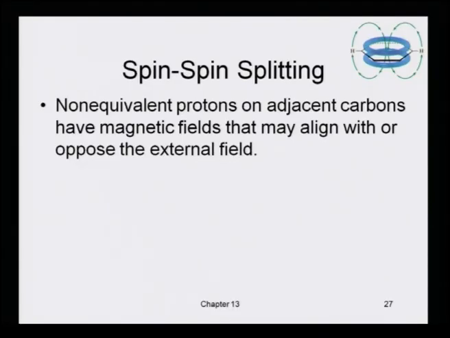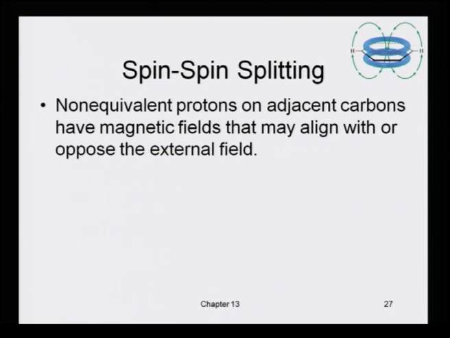Spin-spin splitting. Non-equivalent protons on adjacent carbons have a magnetic field that may align with or oppose the external field. Furthermore, when there are non-equivalent protons on the adjacent two carbons, they can create more spin splitting and therefore have a magnetic field that may align or oppose the external field. Again, that creates an asymmetry; the non-equivalence of the protons on adjacent carbons can cause splitting.